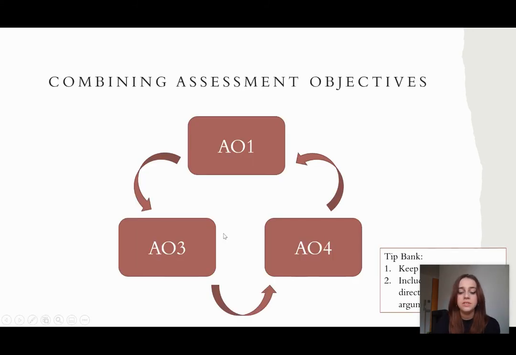Already we're starting to combine AO1 terminology with AO3 contextual reception, as well as with AO4 comparison. So my second tip would be to make sure that you not only include evidence, but that it directly proves your point about its effect, its reception, or its meaning.